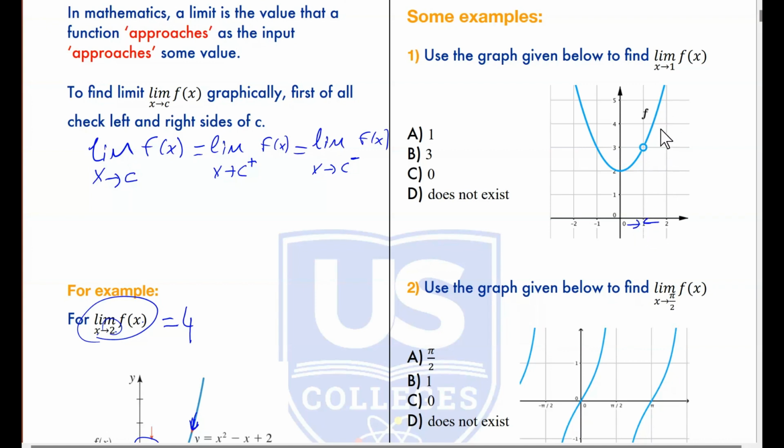When it is approaching from the right, the function is heading towards that point. When x is approaching from the left, the function is also heading towards the same point. So from the right and from the left, we are approaching the same point whose y value is 3. So we say the limit as x approaches 1 of f of x is equal to 3 here. Alright?